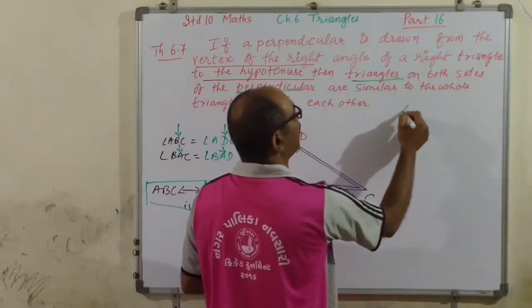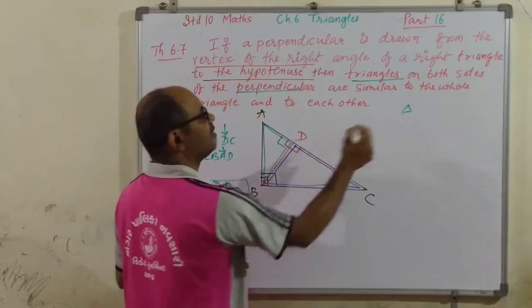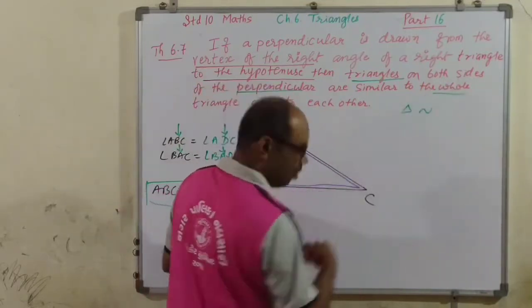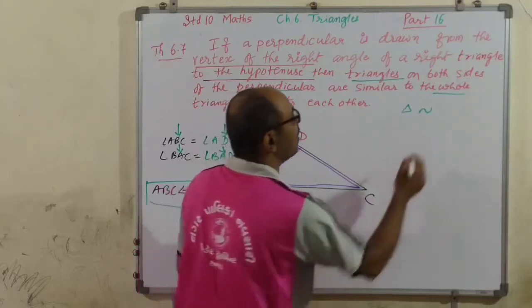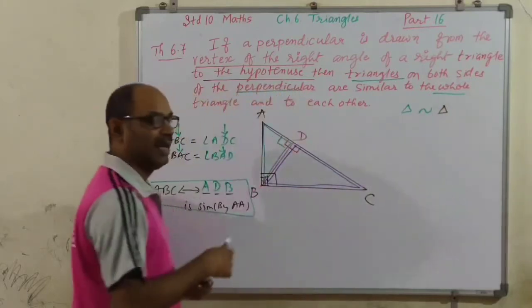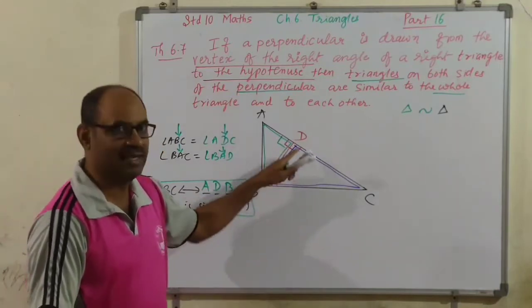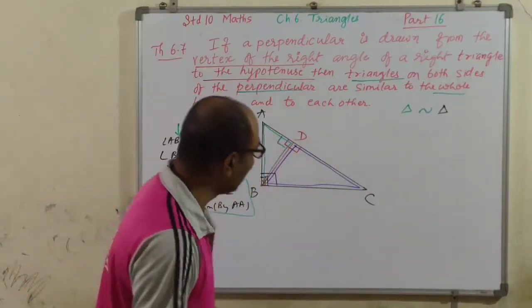So you got then the triangles on both sides. First we got the green triangle is similar to the whole triangle. Where is the whole? Yeah, whole triangle, that means the black triangle. The black triangle is similar to the green triangle. That we got. Now we have to prove the blue triangle is similar to the black triangle.